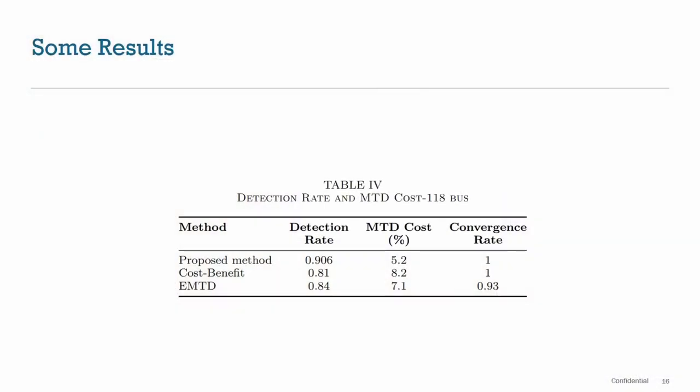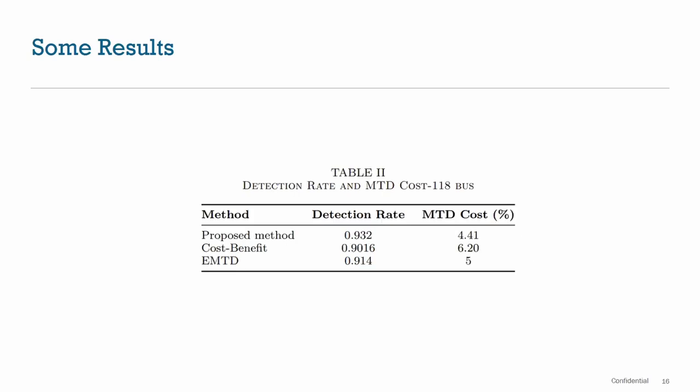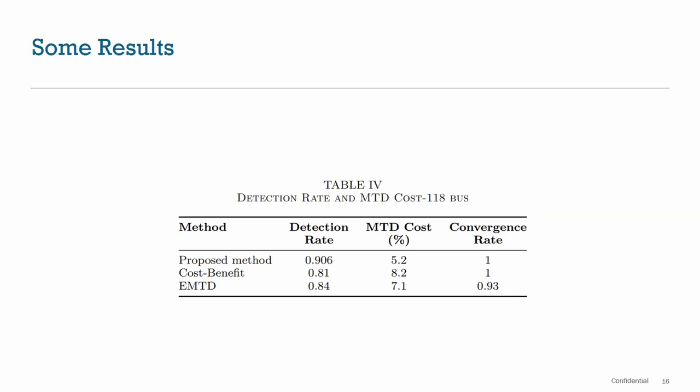And you see, one of the methods, which is for AC power grids, this is our method, convergence rate of one. In the previous slide, I do not have that convergence rate. But in this table, I have convergence rate. Why? Because this result is for having a line outage in the system. I implement the MTD technique after having the line outage.